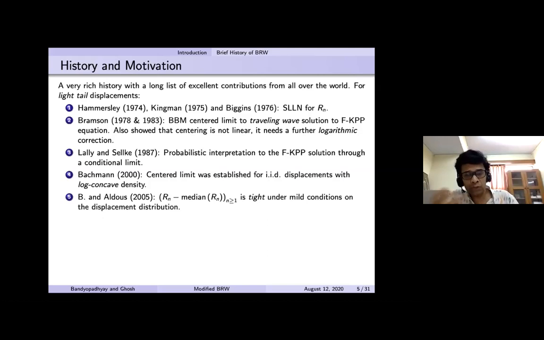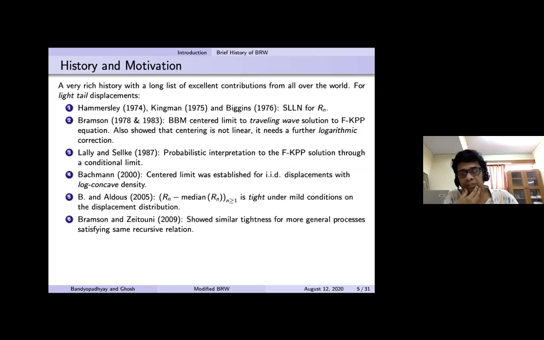When I was doing my PhD on a completely different topic, we observed that one can easily prove that when you center it by the median, this Rn, the rightmost position, remains tight under very mild conditions on the displacement, and again under i.i.d. displacement. But it was then pointed out by Harry Kesten that essentially our argument can be seen in Hammersley's paper, which we looked into and figured that indeed that is the case.